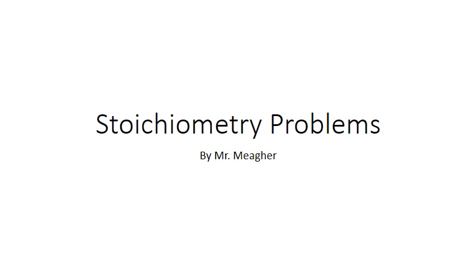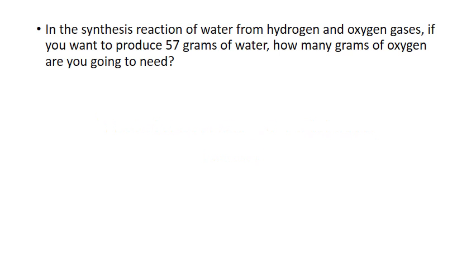In this video, we're going to review some stoichiometry problems. Here's the first problem. We have a synthesis reaction of water from hydrogen and oxygen gases. If you want to produce 57 grams of water, how many grams of oxygen are you going to need?